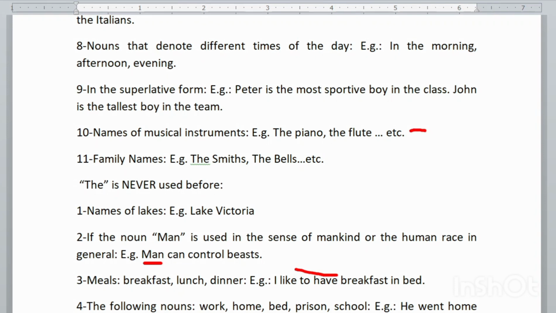The following nouns, for example work, home, bed, prison, school. For example, he went home late. We cannot say he went the home. We cannot say my dad reads a story in the bed every night. It is wrong. We say my dad reads a story in bed every night. I go to school. I go to the school is wrong. Okay, we have to keep these things in mind very carefully.